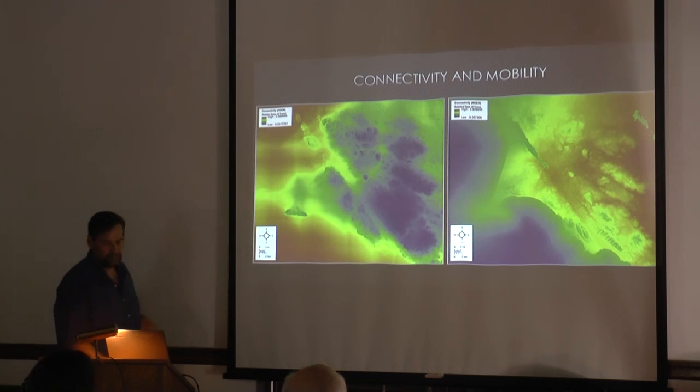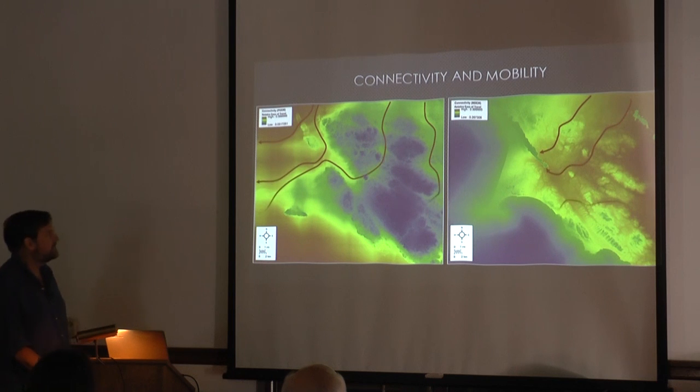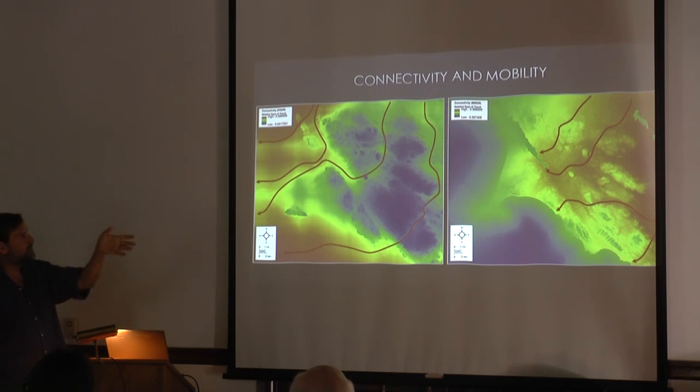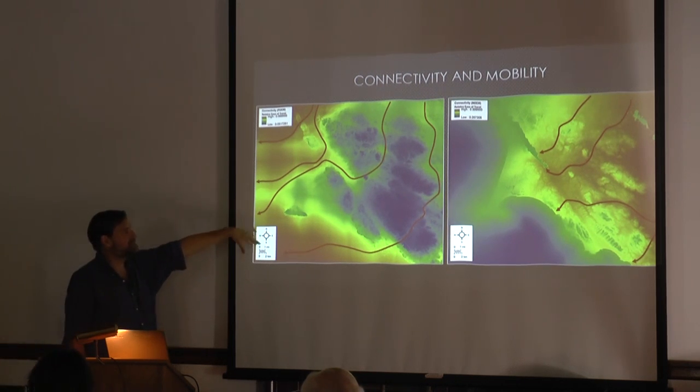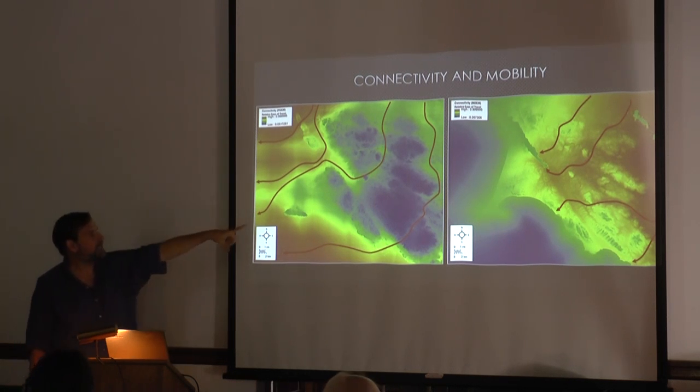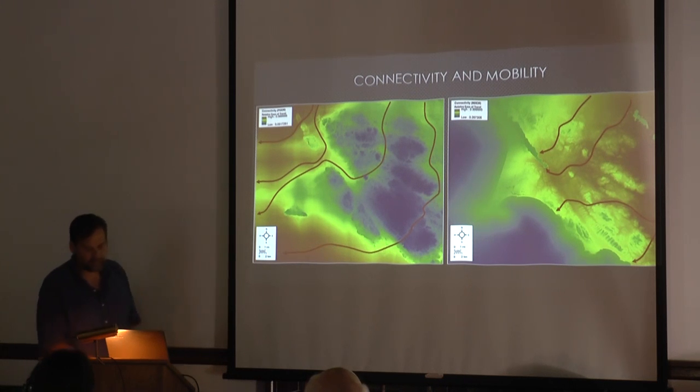So when we take that into consideration, we can do things like least cost paths. And these are least cost paths from the Petaluma River watershed to the shoreline. So these are paths we would expect people during the Pleistocene or the early Holocene to have taken through this terrain. And in the later Holocene, these are the paths we would expect people to take.